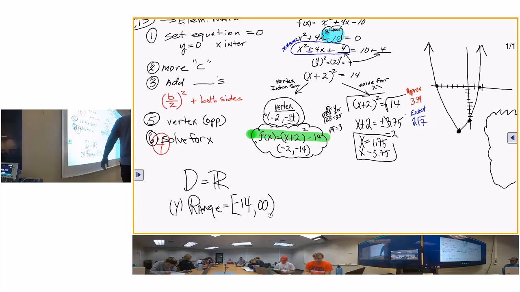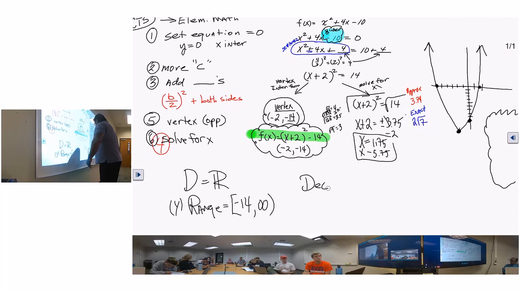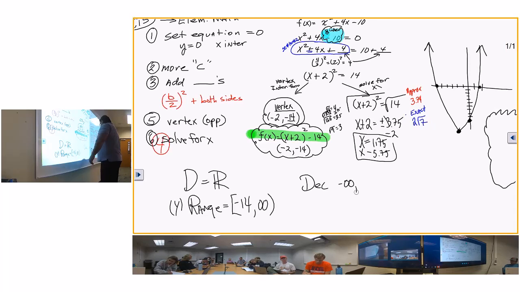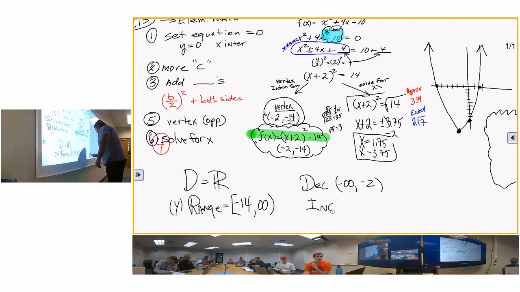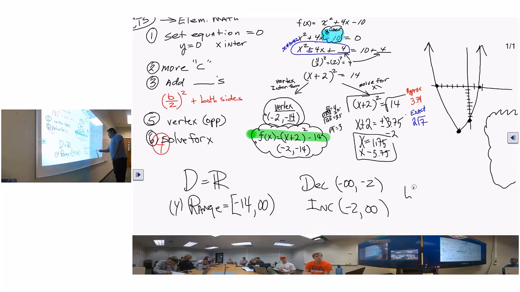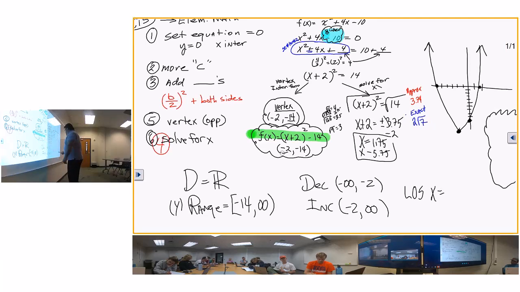Decreasing, we talked about the plane, didn't we? Decreasing from what? Negative infinity to negative 2, increasing from negative 2 to infinity. And my line of symmetry is x is equal to negative 2.